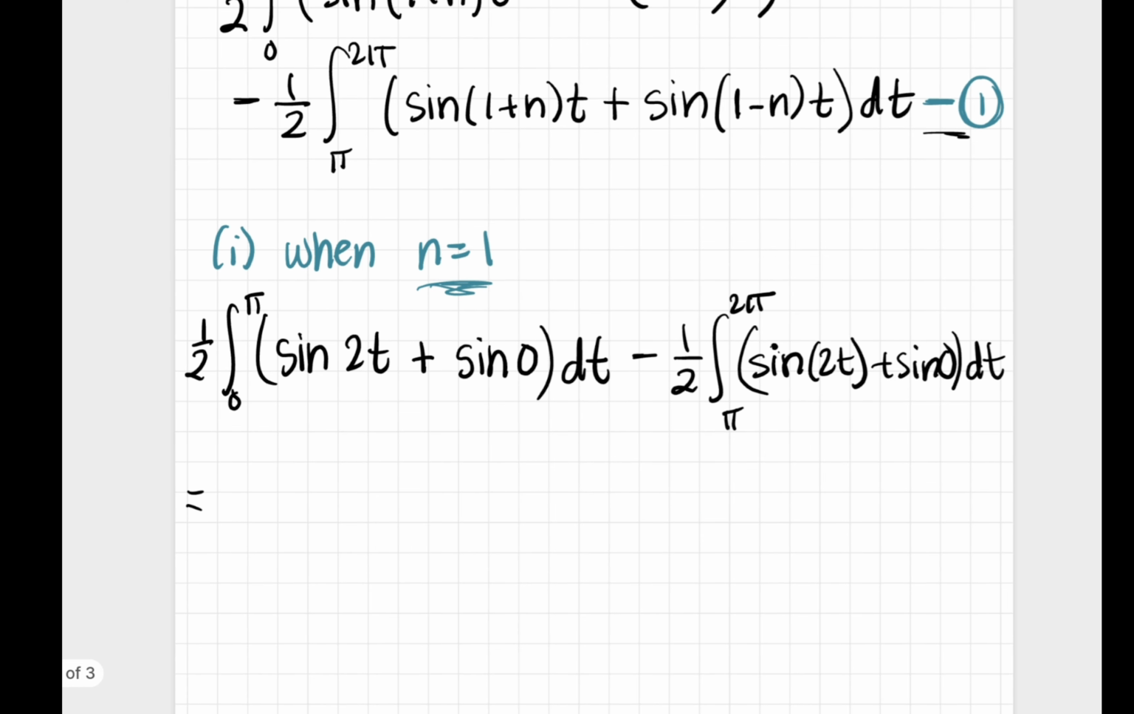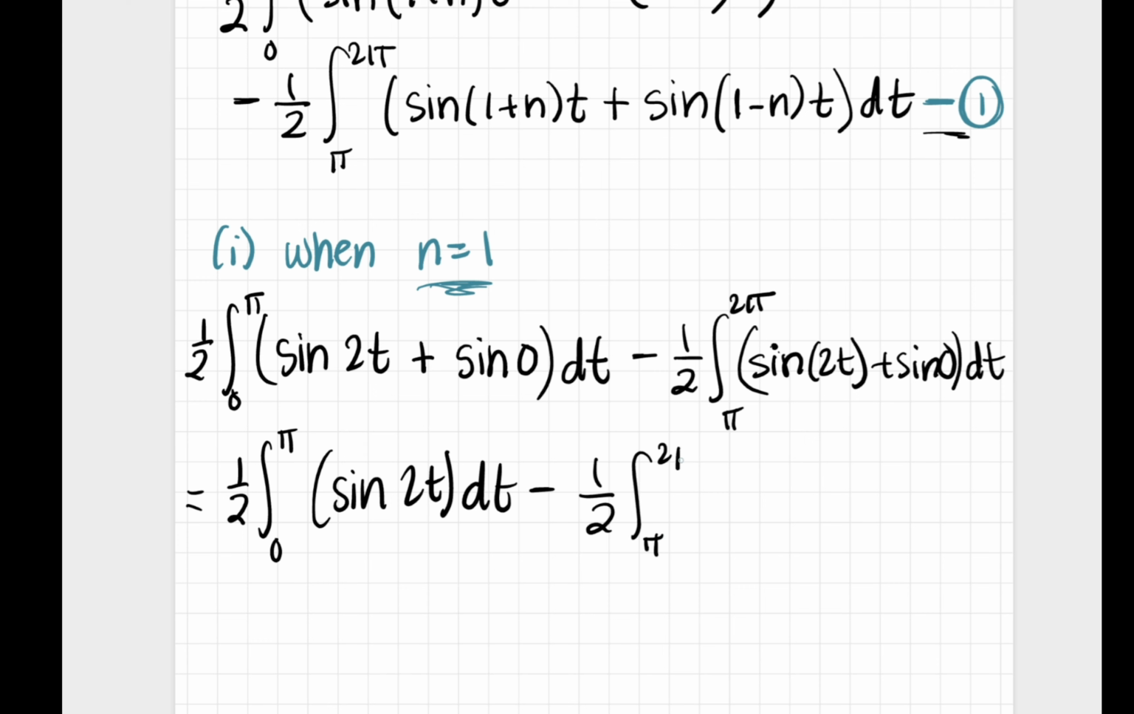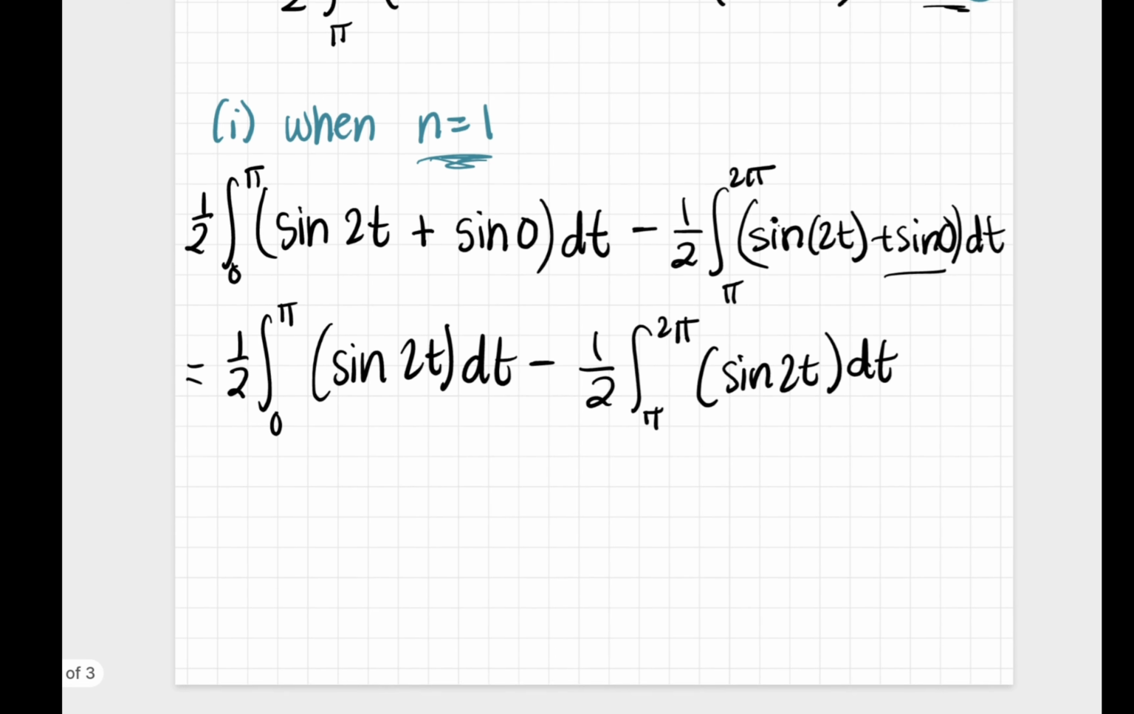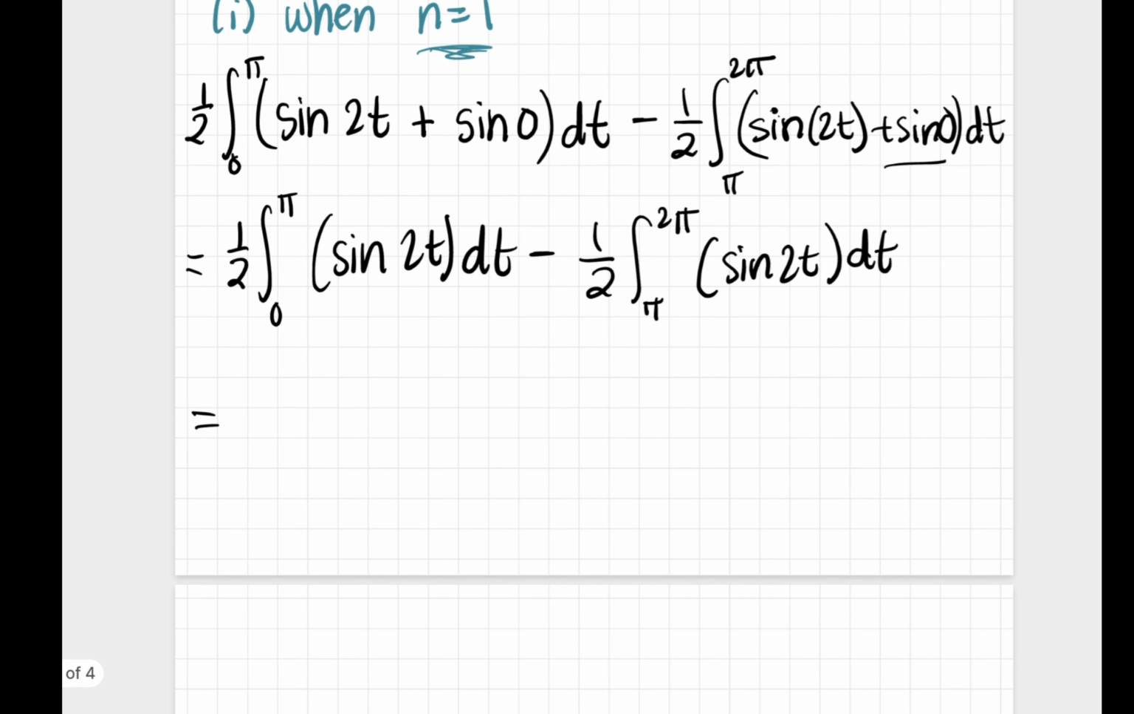Now let's further simplify this. We get 1/2 integral from 0 to pi of sine of 2t dt. This is because sine of 0 is simply 0. And then minus 1/2 integral from pi to 2 pi of sine of 2t dt. Once again, sine of 0 is simply 0. And now we can start integrating this.